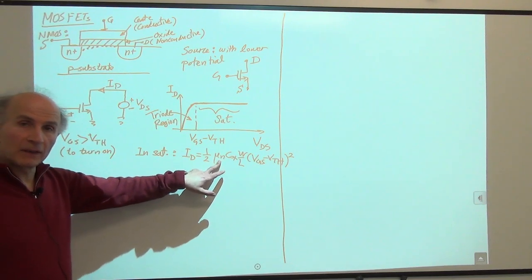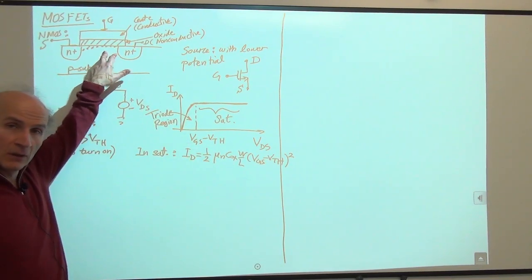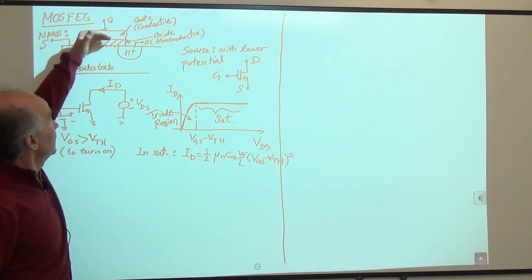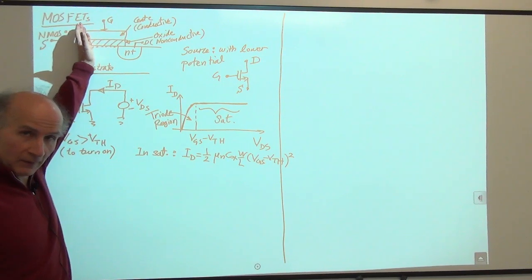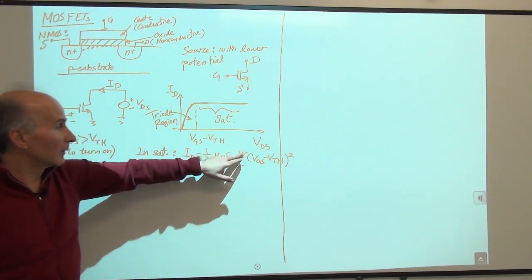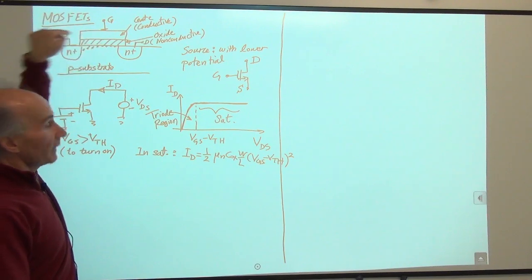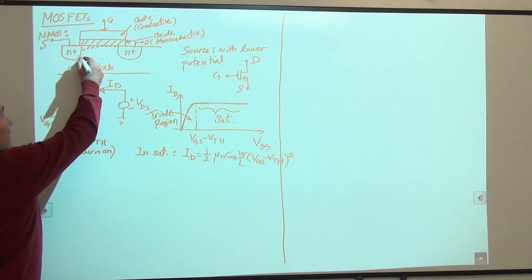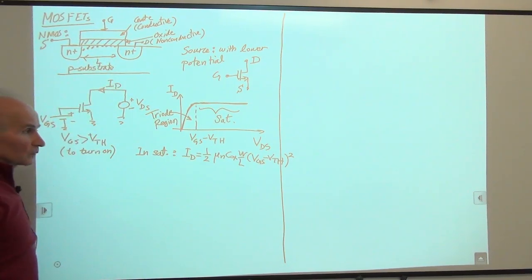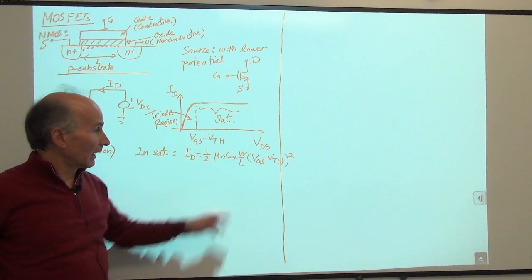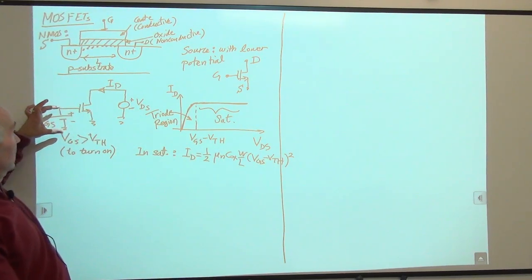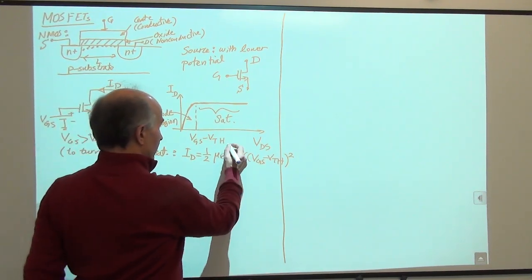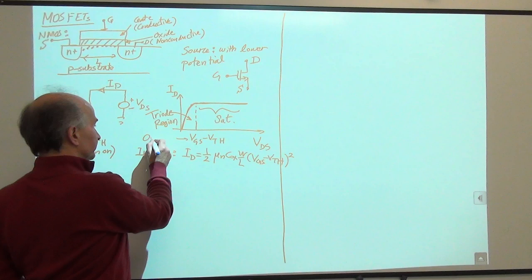Mu n is the mobility of electrons inside the channel. So we have some number for that. C ox is the oxide capacitance between here and here per unit area. We have some number for that. We are given that number. W is the width of the device. That's the dimension into the page. And L is the length of the device from here to here. So that's L. Okay? And VGS minus VTH is the difference between what we have applied here and the threshold of the device. So again, that's something we call the overdrive.